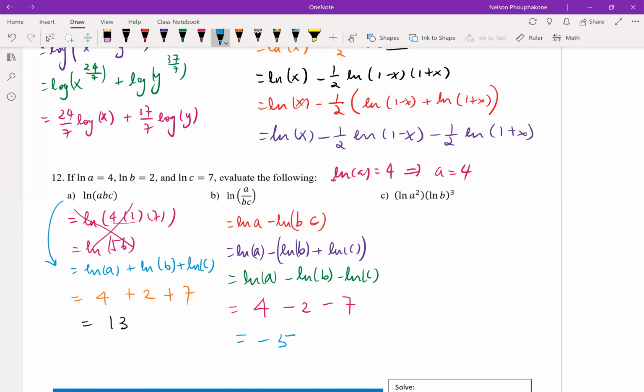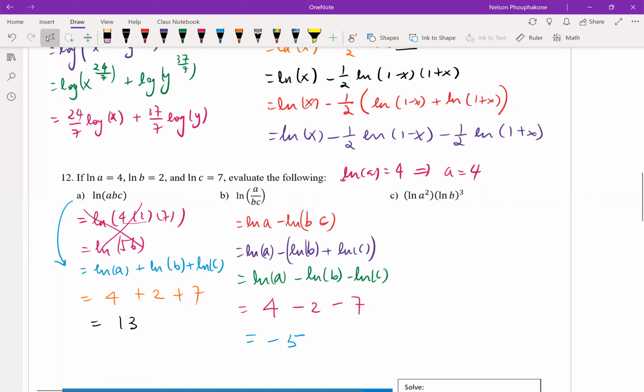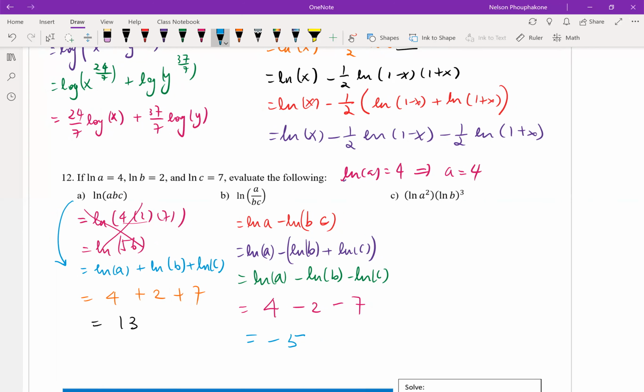Okay, then now how about C? Now C is, if I have natural log of A squared times natural log of B to the power 3. Okay, now to this one, you have to be really careful about how do we take care of it. You will see that the only thing that I will be able to take care is this one. So I will have 2 times natural log of A.